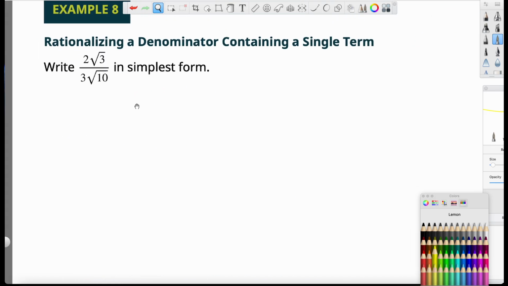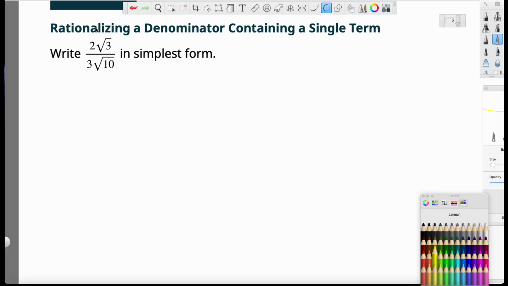Very good. Rationalizing. Notice we've got the word ratio in this rationalizing word. Ratio talks about fractions. We do not like having radicals in the denominator. That's just considered not simplified when we do that. So we don't want the radical in there, and it says denominator containing a single term. Okay, so the way we get rid of radicals is by multiplying them times themselves.